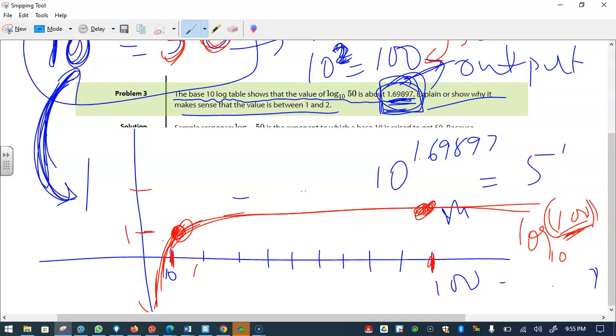So where is 50? 10, 20, 30, 40, and then it's 50, right? So this number is almost like 1.6, that's what it says. It's almost like halfway up. So hope that makes sense.